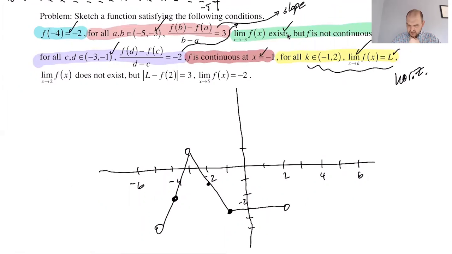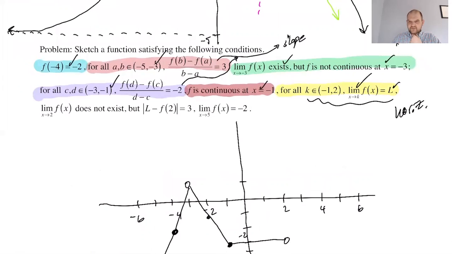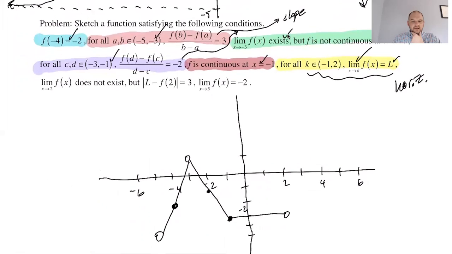I don't know why I checked off this before. I think I checked that off when I decided it was horizontal, maybe. I don't know. It's really unclear to me why that's checked off. All right, the limit as x approaches 2 doesn't exist. All right, so that means the limit from the right is not equal to 2.